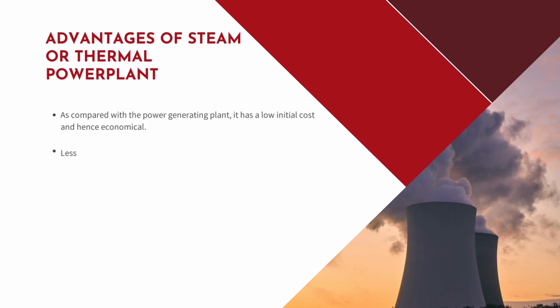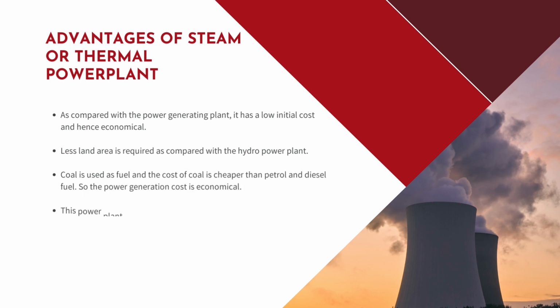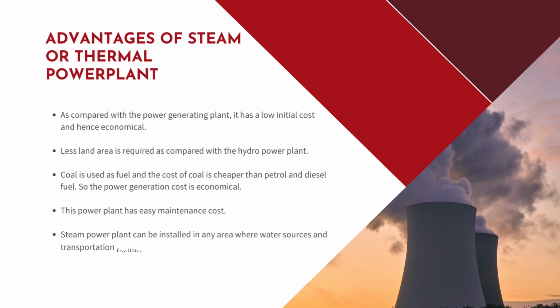So, these are some advantages of thermal power plants, and we will discuss them one by one. Less land area is required in case of thermal power plant as compared with the hydro power plant. In a thermal power plant, coal is used as fuel and the cost of coal is cheaper than petrol or diesel fuel. So, the power generation cost is economical overall in this case. This power plant has easy maintenance, so the cost compared to other power plants is minimum here.